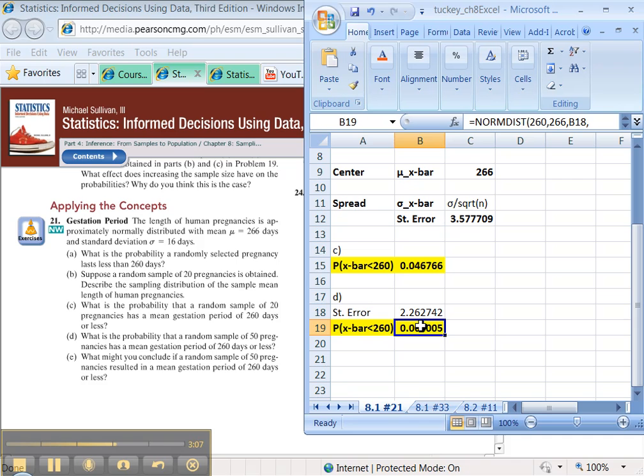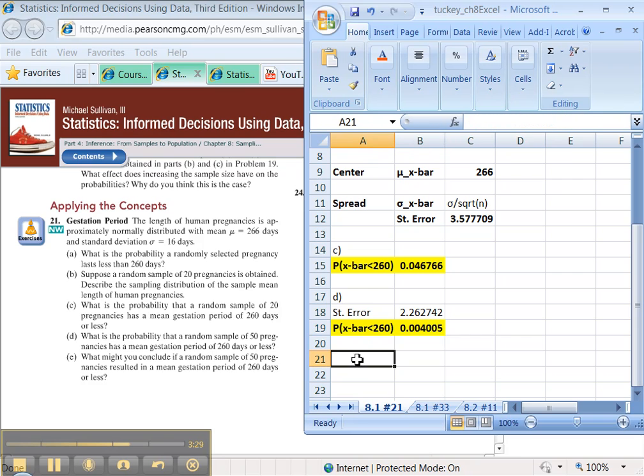All right, so there we go. I've got X bar right here. Now notice, look, this is even smaller. If you think it's hard for a group of size 20 women to have their average be less than 260, think about what it would mean for a group of size 50 random pregnant women to have their average be less than 260. It's very hard to do.